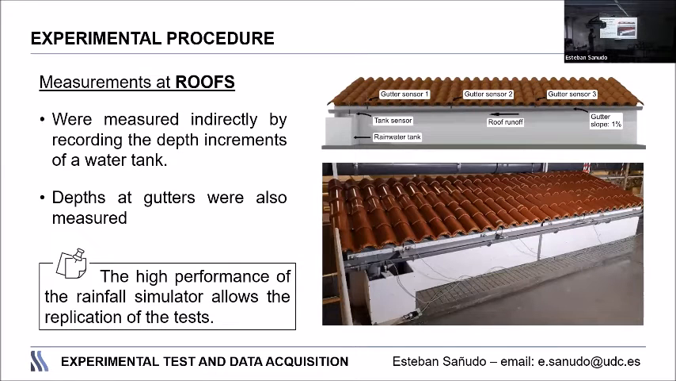To measure the discharge on the roofs, we put a tank downstream of the gutter, and indirectly, using levels, we can know the time step between each measure. We can take the discharge. Okay, that's regarding roofs.